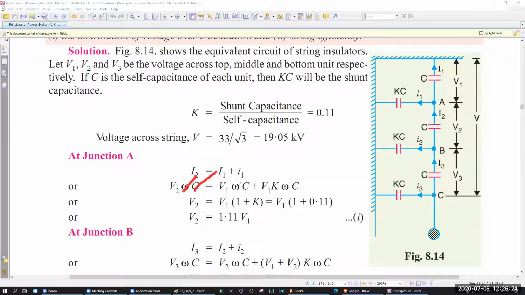Here omega C cancels on both sides. What are you left with? You are left with V2, V1, V1K. So you can write V2 equals V1 times 1 plus K, taking V1 common. The value of K is equal to 0.11, because we have already seen that. So V1 times 1 plus 0.11. So your formula is this one: V2 is equal to 1.11 into V1. Understood? That is one formula, formula number 1.